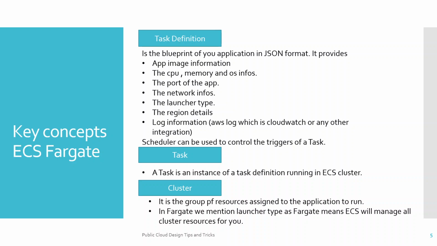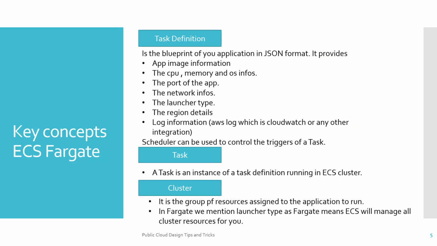Now, coming to the key concepts of ECS Fargate, it always starts with container definitions. So, what is a container definition? Container definition is nothing but it depicts the image name and the capacity requirement for that container where the task will be running. Now, what is a task definition? Task definition is a blueprint of your applications in JSON format, and what it provides?